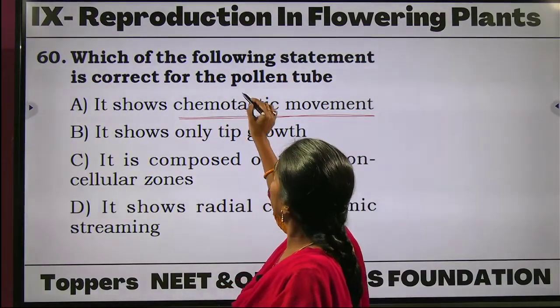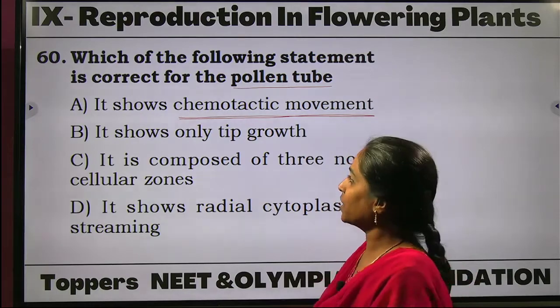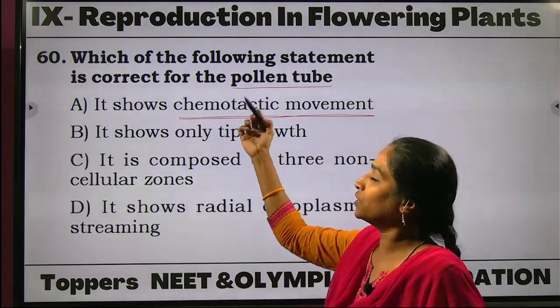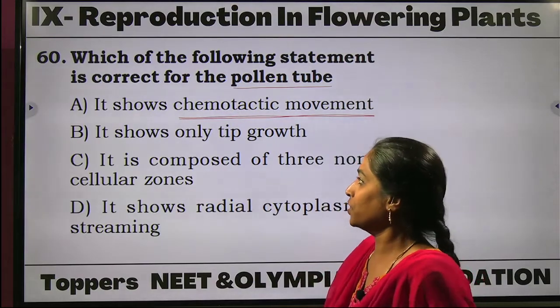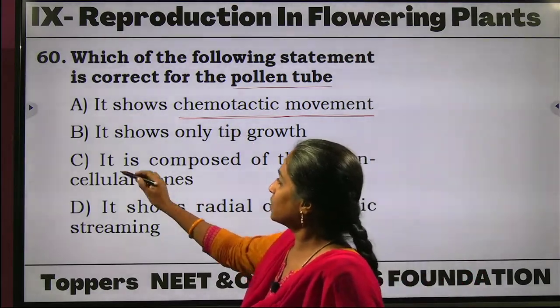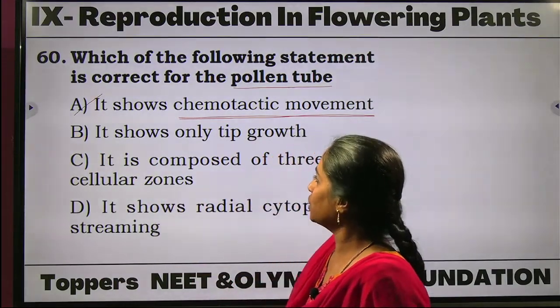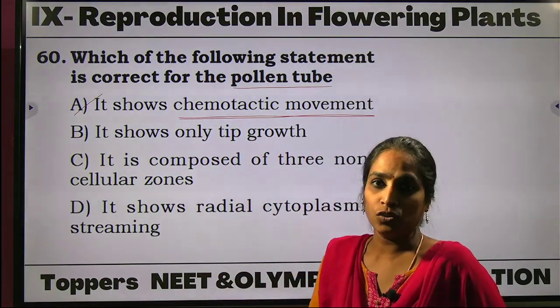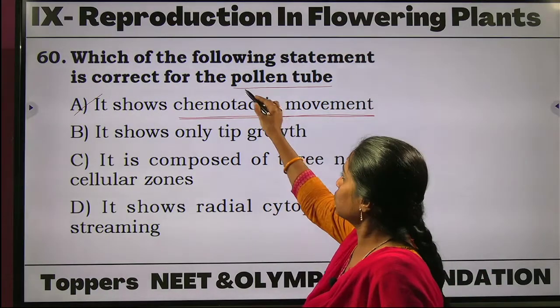The question itself indicates the pollen tube. What is the correct statement regarding the pollen tube? It is undergoing the chemotactic movement which is under the control of the filiform apparatus. It's a correct one. Let us see. What is option B? It shows only tip growth. Okay, so why does it show only the tip growth? It itself shows the tip growth.